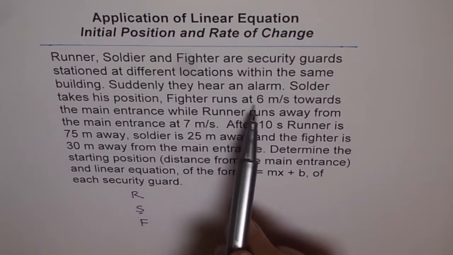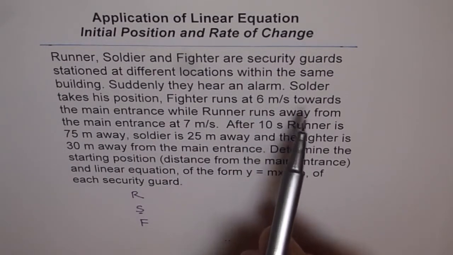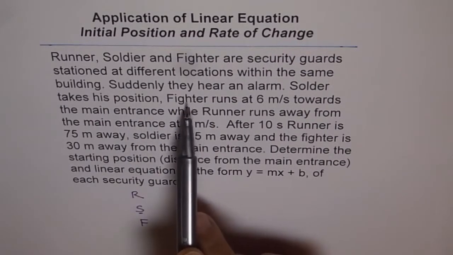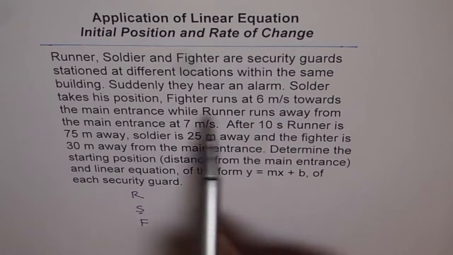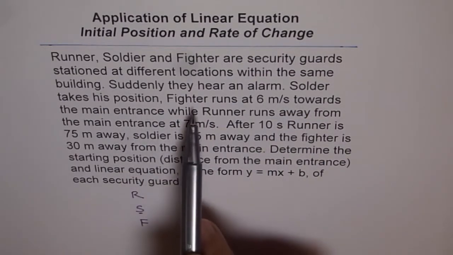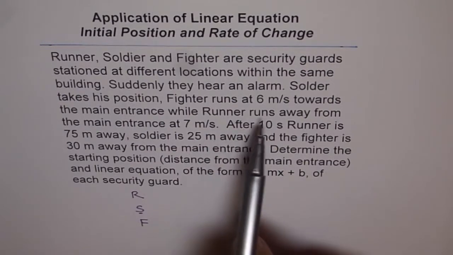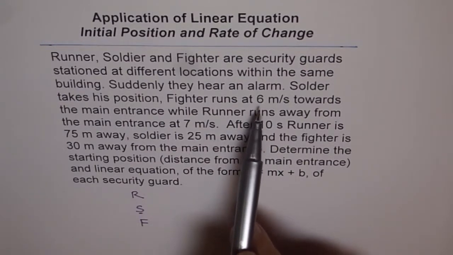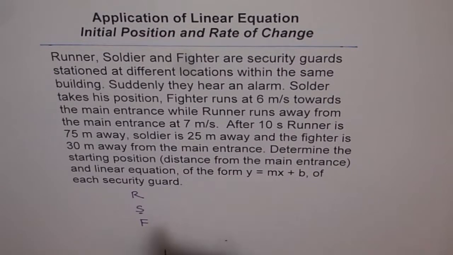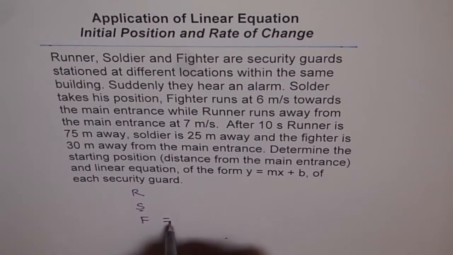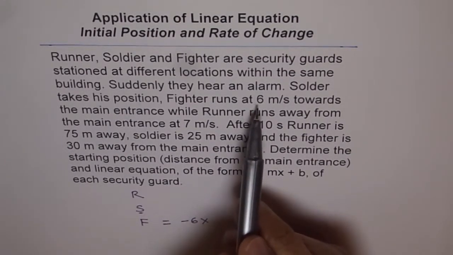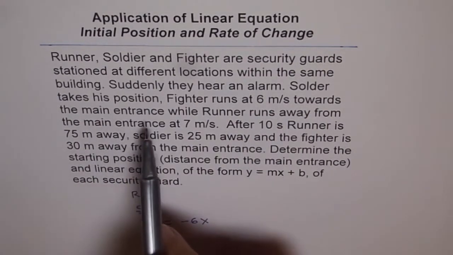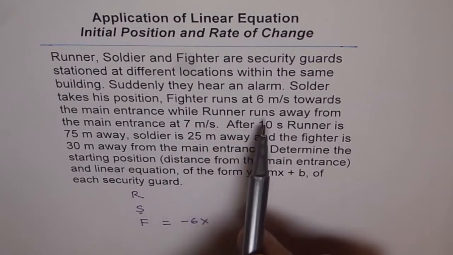Fighter runs at 6 meters per second towards the main entrance. That means when fighter is running 6 meters per second towards the main entrance, then the distance of fighter from the main entrance is decreasing, correct? So this should be negative, right? For fighter, we can write an equation as minus 6x, right? So with time, which is x, distance is decreasing towards the main entrance.